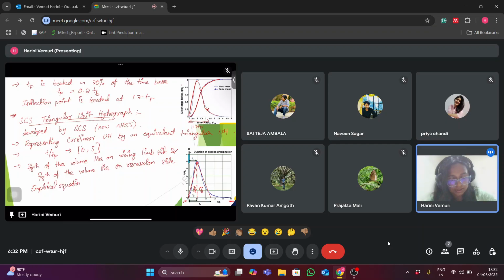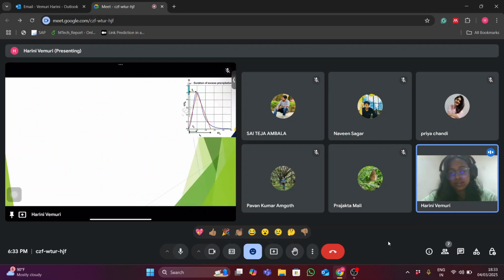So there are a lot of equations. So first the time base formula: time to base TB is equal to 0.67 TP. And we have time of recession TR equal to total time, that is base time minus TP. So suppose this is the base time, and if you remove only the time to peak, then we will have the time of recession, right?